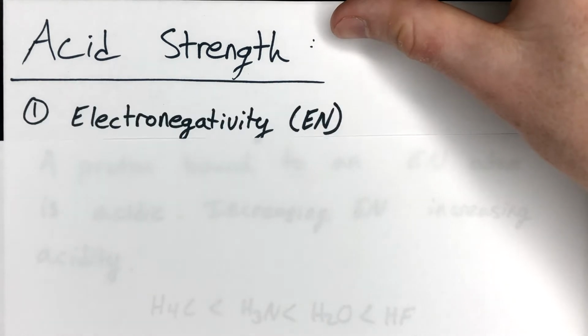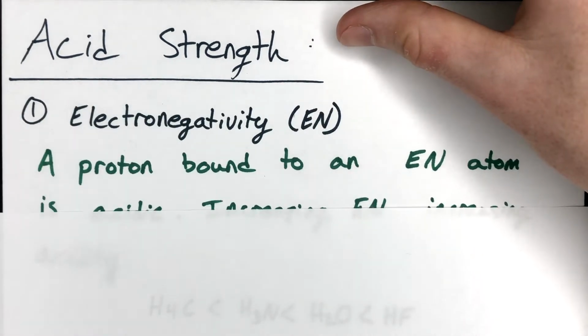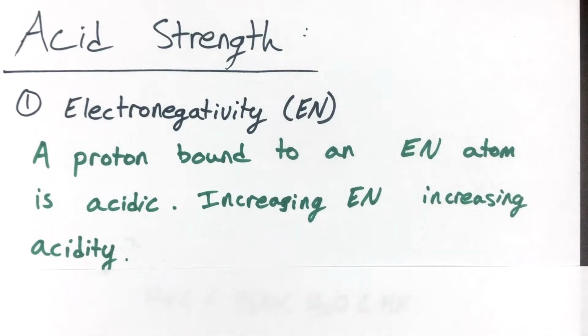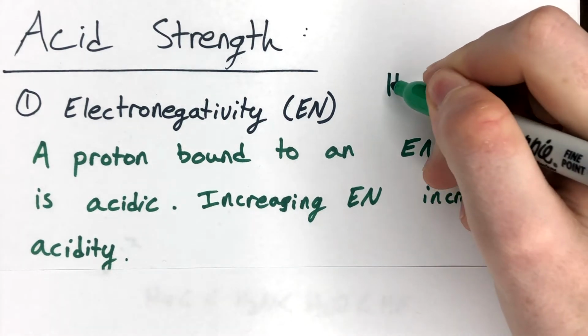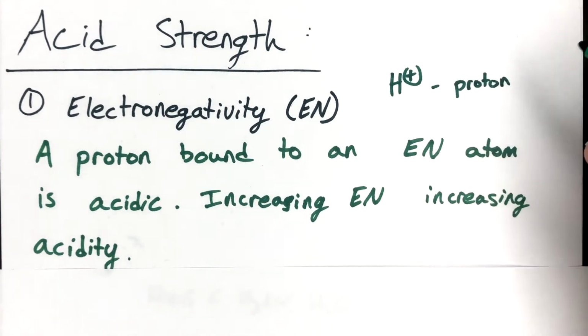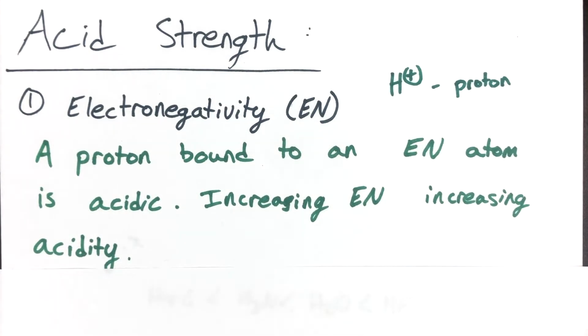So first, we have electronegativity. What we mean specifically here in the case of acid strength is that a proton, and remember a proton is a hydrogen that lacks electrons, so a proton is simply H plus. This is a proton, just as a reminder. A proton like this that is bound directly to an electronegative atom is acidic, and its acidity increases with the electronegativity of the atom that it's bound to.